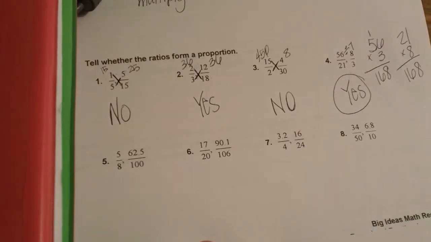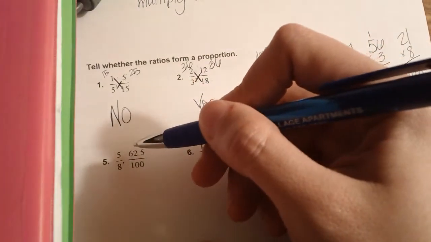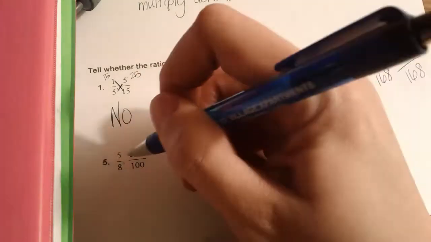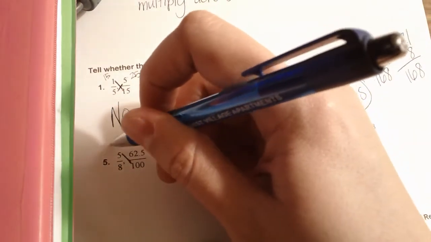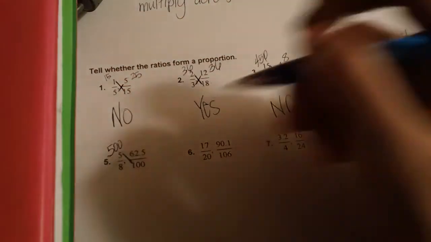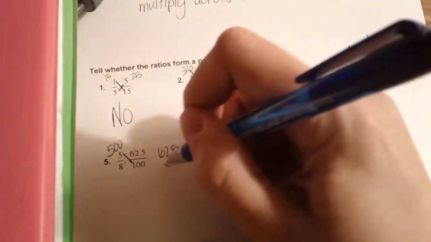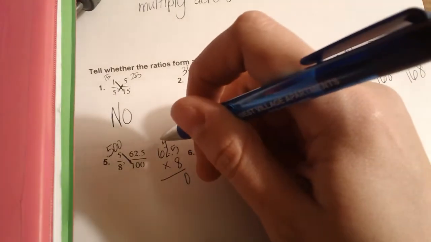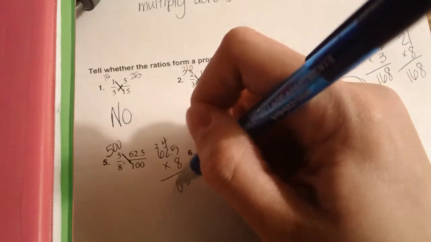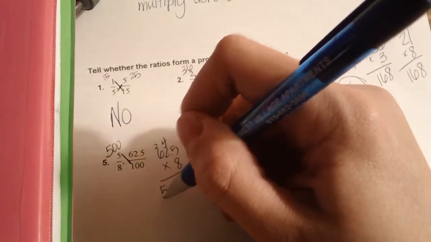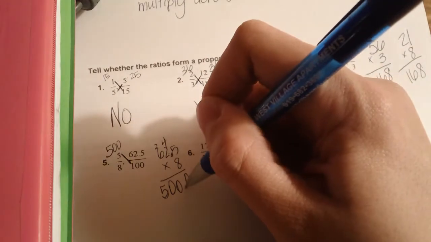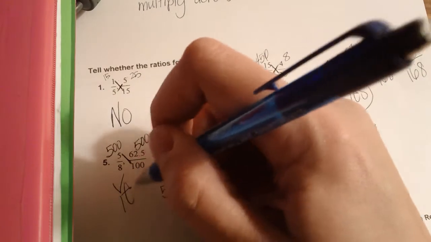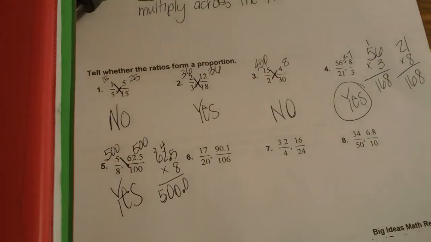Let's take a look at our second row. 5/8 and 62.5 over 100. I think our easiest solution is going to be cross products. 100 times 5 is 500. 62.5 times 8: 8 times 5 is 40, 8 times 2 is 16, 17, 18, 19, 20. 6 times 8 is 48, 49, 50. And we have 1 place in our decimal, so we have 1 here. So that's 500 as well. So yes, those are proportional.